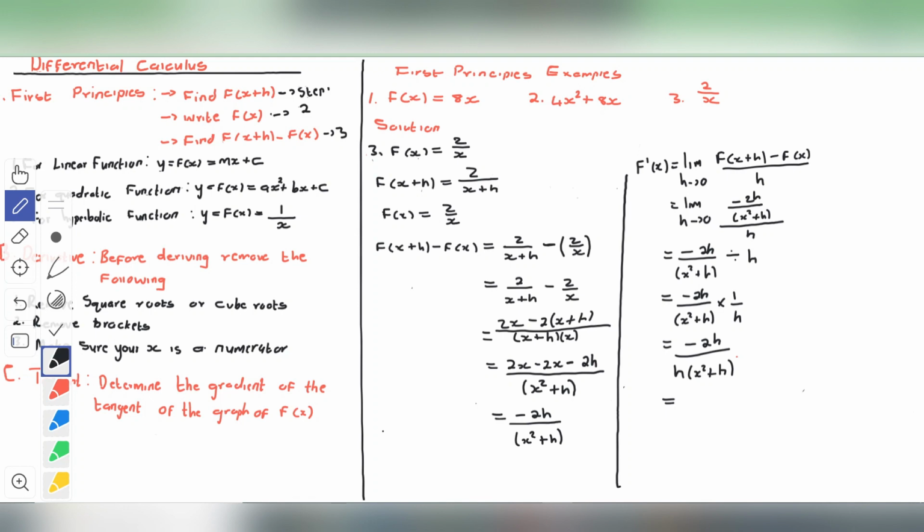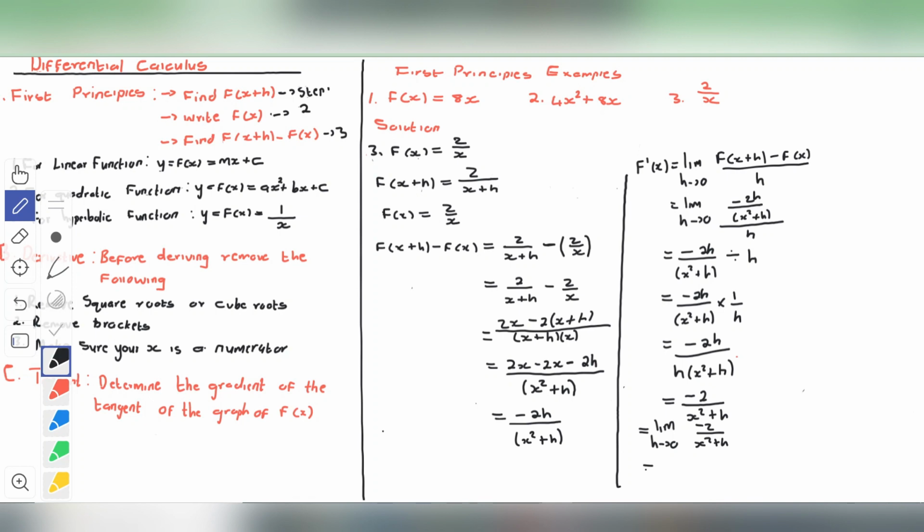So now we're going to cancel our h, and then we'll be left with negative 2 all over x squared plus h. Yo, guys, I forgot to write this step. Remember that we are dealing with the limit where h approaches 0. You must not forget to write this thing. Don't be like me. Don't forget to write this step, guys. You see, I forgot to write it. So make sure you write it everywhere, right?